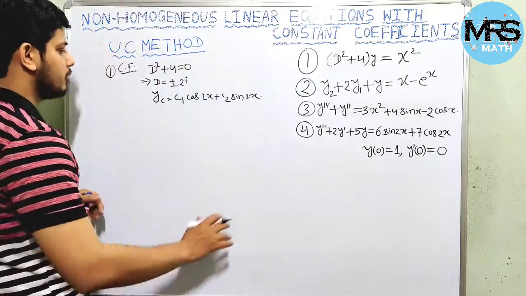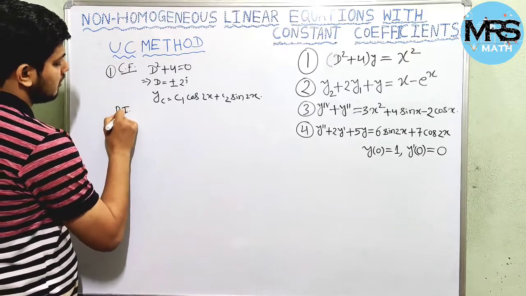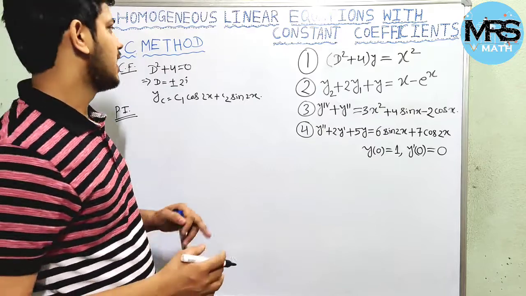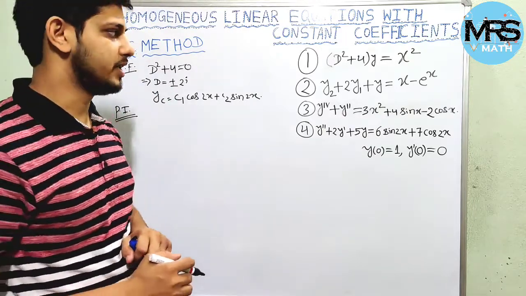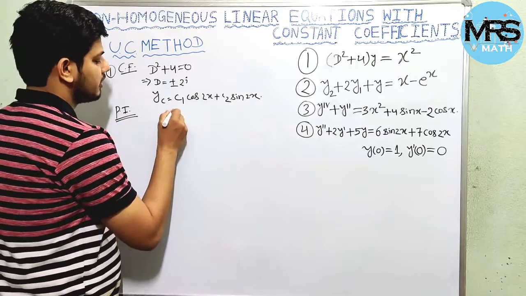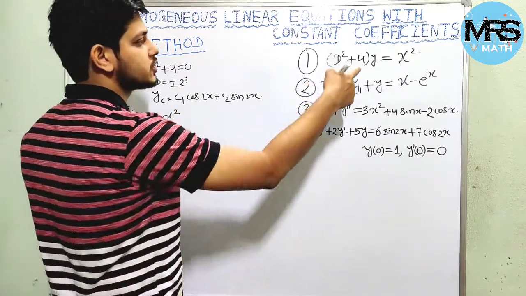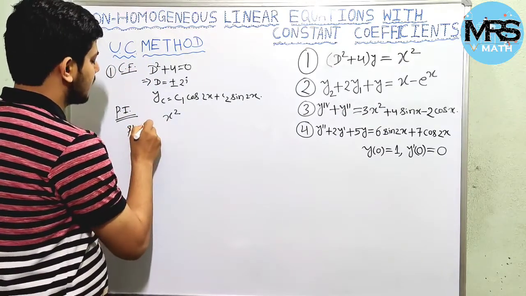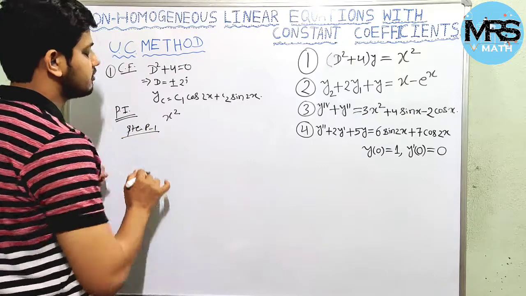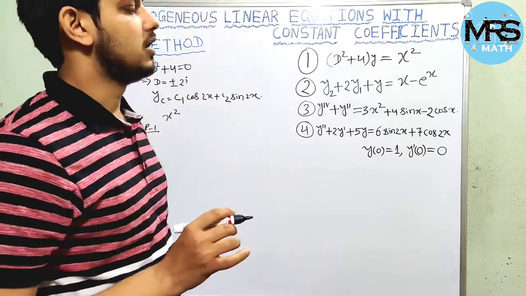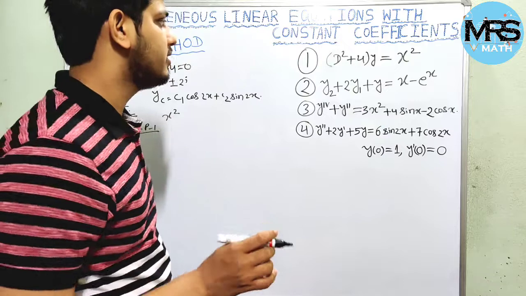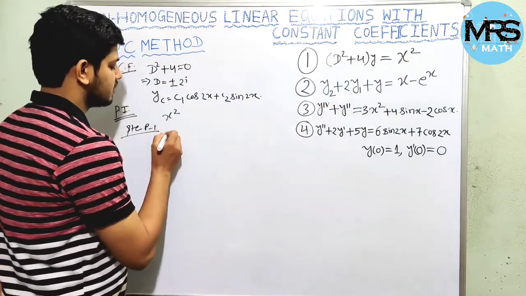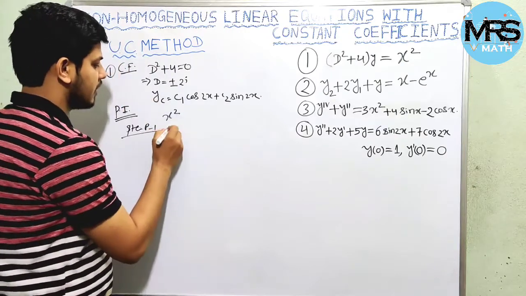Now we want to find the particular integral for this problem by the help of the undetermined coefficient method. Here the undetermined function is x square. So what is our first step? Step 1: we will find the undetermined set of functions for this function, the UC set.